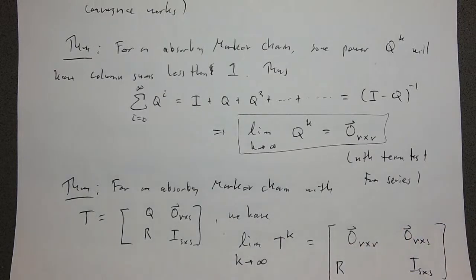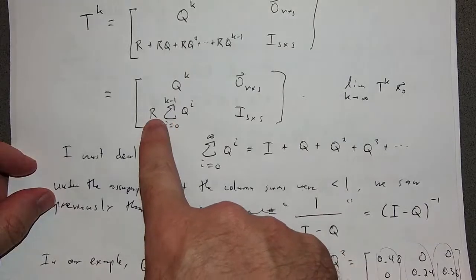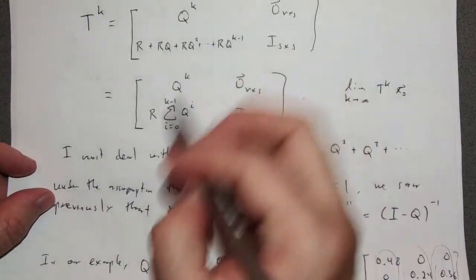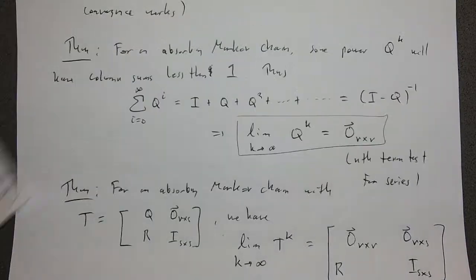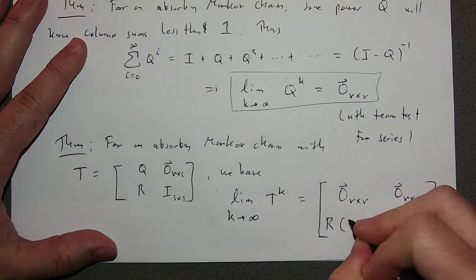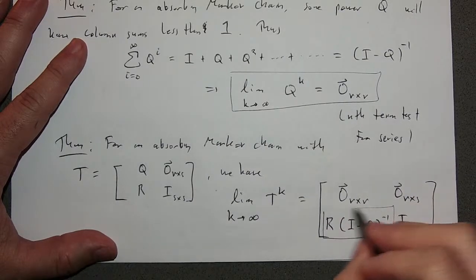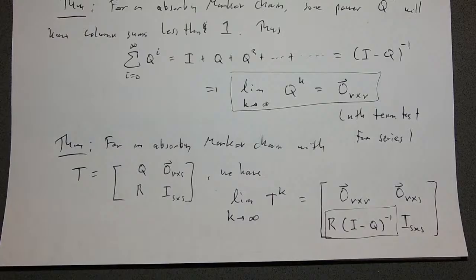Right, remember here, let me put it back. Right, what we had for t to the k. T to the k is this thing. I factored R out, so I'm dealing with this, and R is multiplying the result here, so it's going to be R times I minus Q inverse. So that's the kicker, right? This is the big thing.